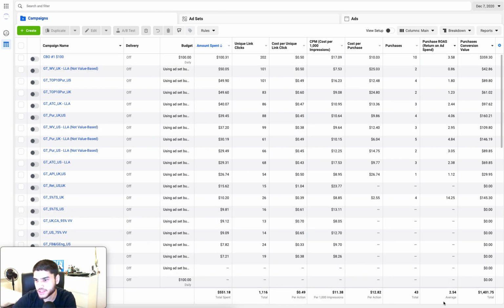And now you might say, oh, your ROAS dropped though. Well, take a look. My total spend was $551 today. Yesterday was 300 something, and the ROAS dropped, yeah, but my sales increased. So the profit margin in actuality was more, if that makes sense. Now, percentage wise, it was not more, but profit wise, it was more.